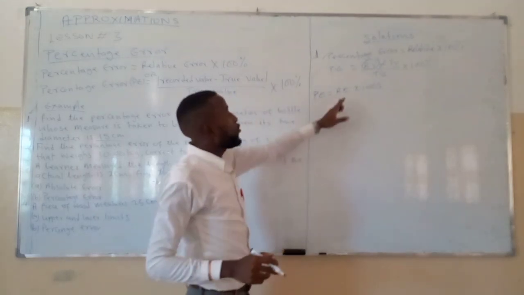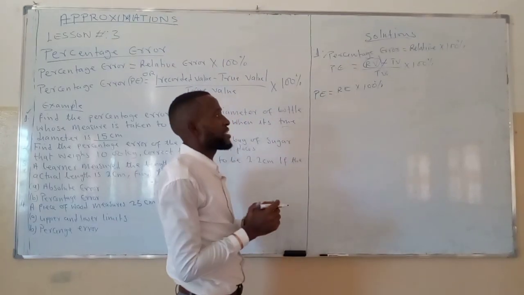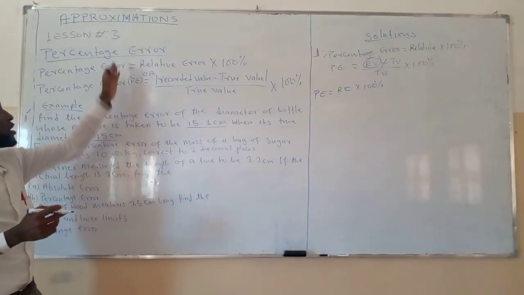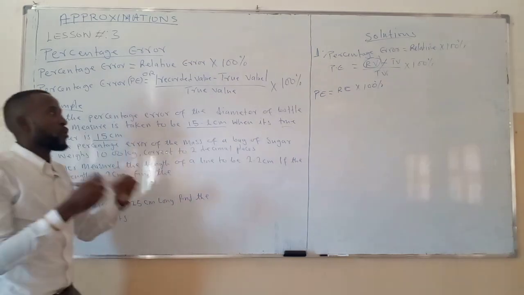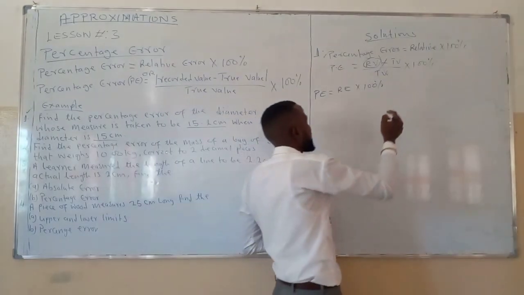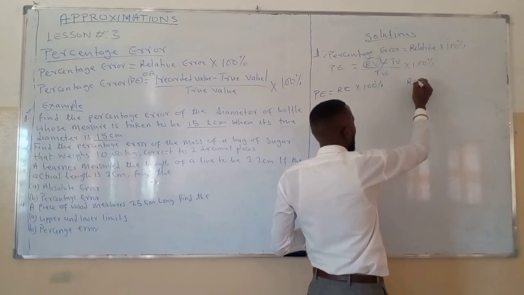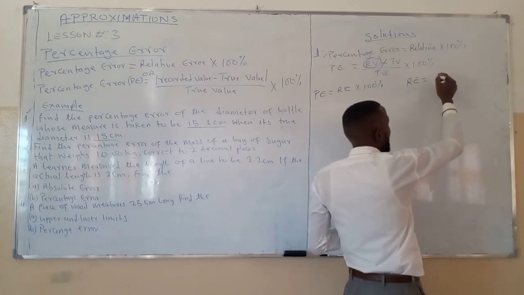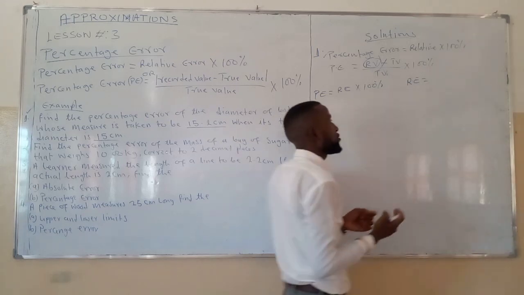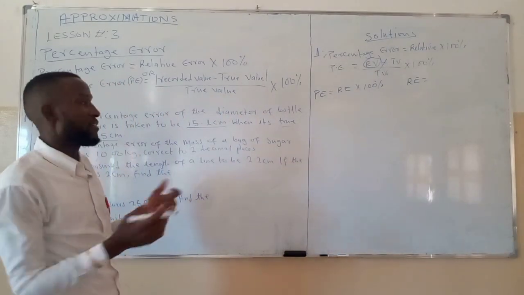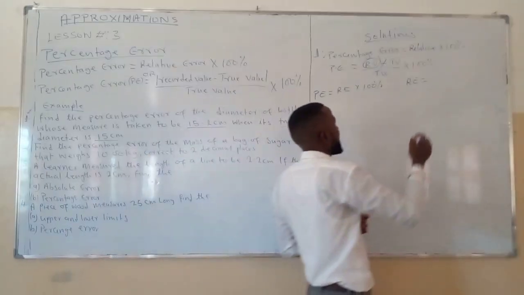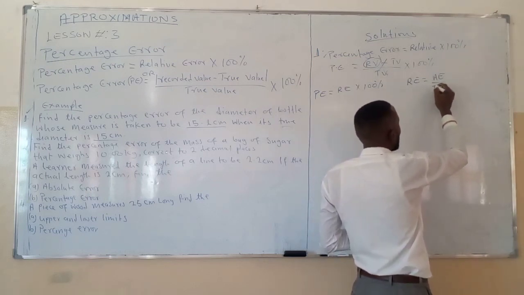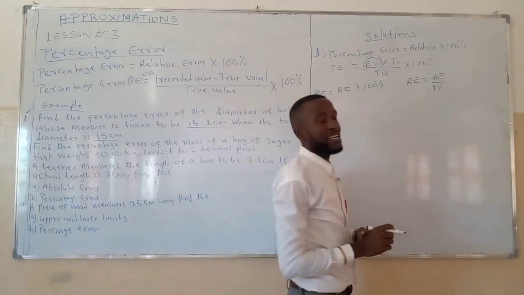Okay, so now do I know my relative error? How to find the relative error? We looked at it in lesson 2. Of course, this is lesson 3. So how do I find my relative error? It is simple. So let us find the relative error first. Relative error is simply recorded value minus true value divided by true value. But here we don't have those, so we are simply going to say it is absolute error divided by true value.